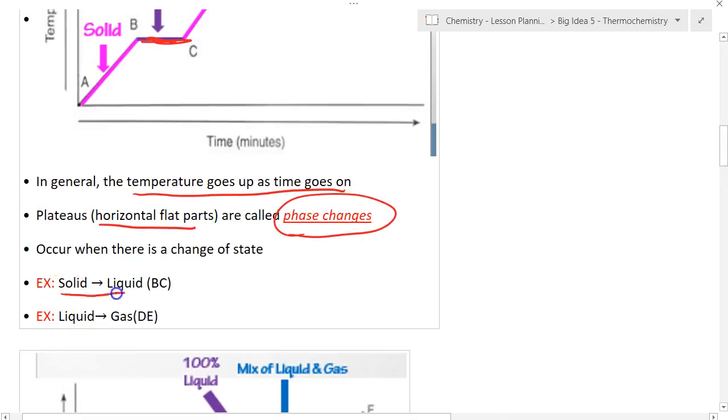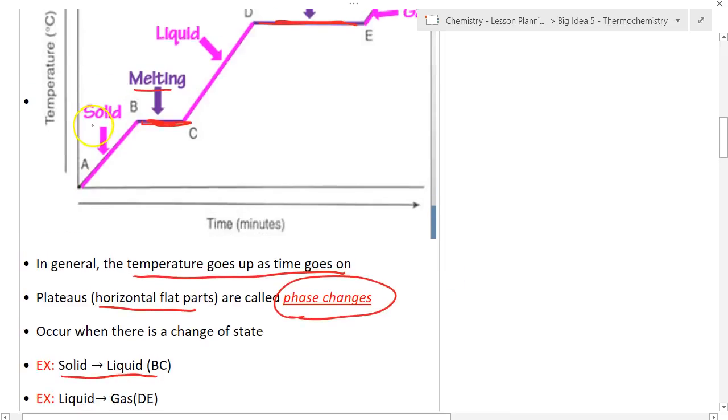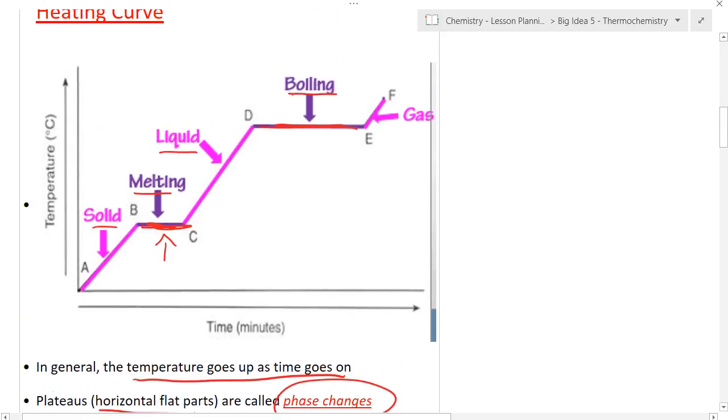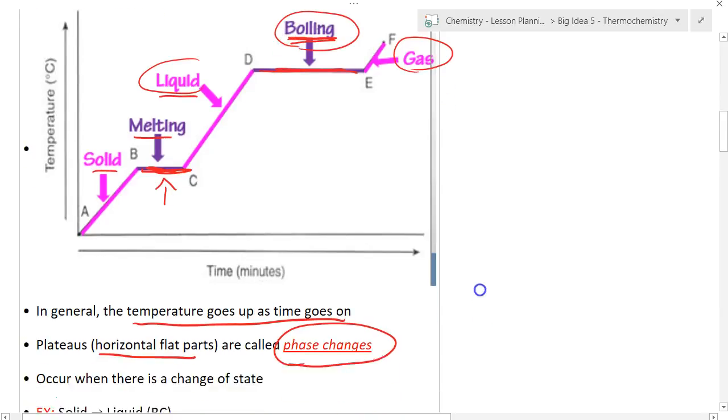So for instance, in B and C, it's going between a solid and a liquid. That's melting right there. And between D and E, it's going between a liquid and a gas. That's going to be boiling. And you guys already know what these state changes are. Melting, going from ice to liquid. You know when things melt. And boiling, when you put it on a stove, liquid turning into gas. That's what boiling is.